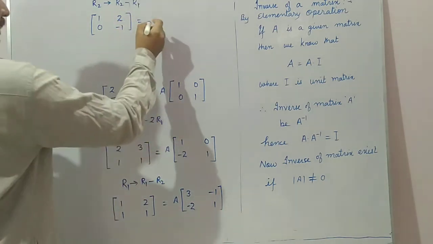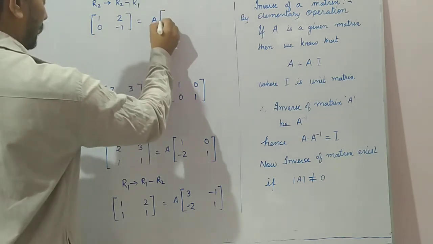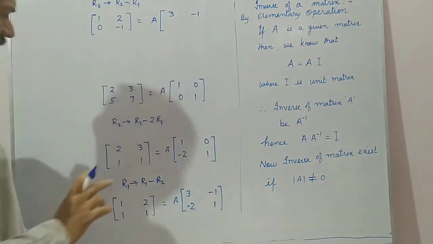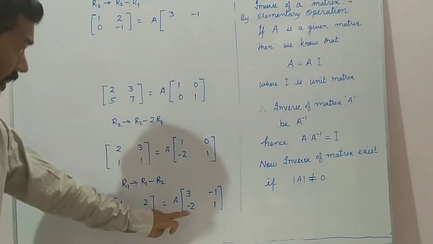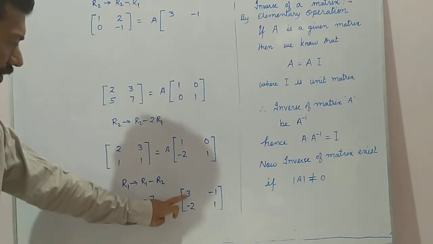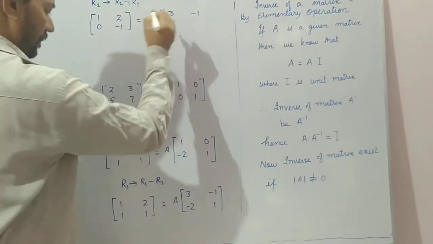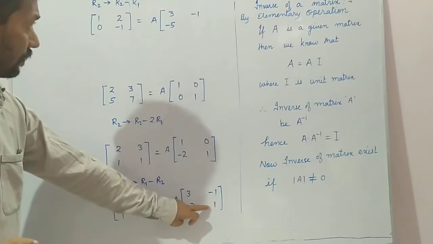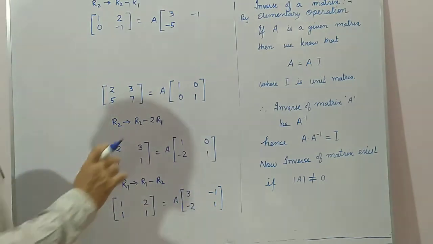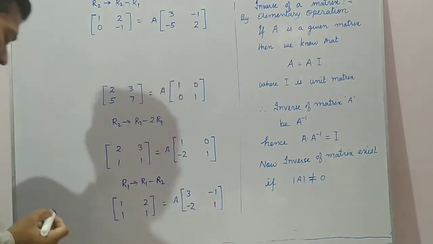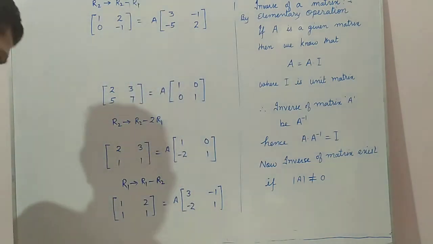equal to. Same operation here on the right hand side. This is 3 minus 1. R2 changes to R2 minus R1. R2 minus R1. So minus 2 minus 3 minus 5. This one is what? 1 minus minus plus 1, that is 2. Okay.